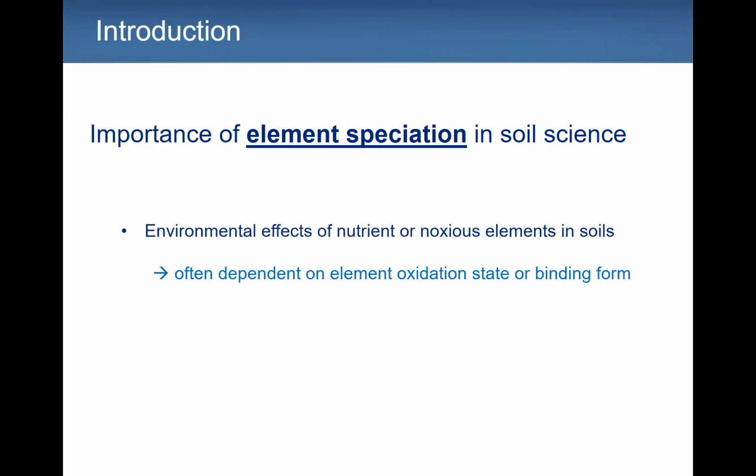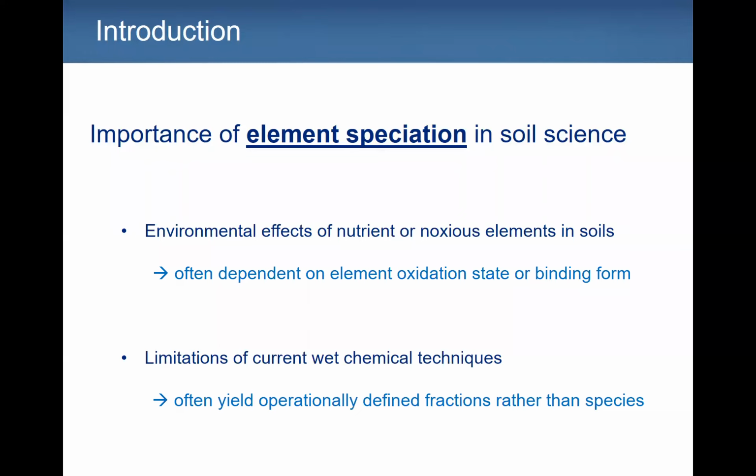In soil science, it's very important to know not only the element content of an element of interest, but also its speciation, because the environmental effects of nutrient or noxious elements in soils are often dependent on the species. It can be the element oxidation state or binding form or the combination of both. And this is the problem of many current wet chemical techniques, which have been used in former times. They often yield operationally defined fractions, which are poorly defined rather than exact species.